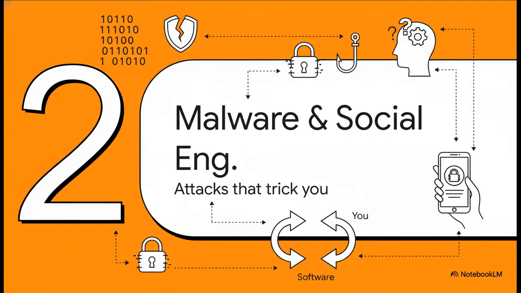Right. Let's talk about the attacks themselves. We're going to look at the first two together, and that's because they're both about trickery. Malware is designed to trick your software, and social engineering, well, that's designed to trick you. These attacks are all about exploiting weak spots, either in the code or just in human nature.